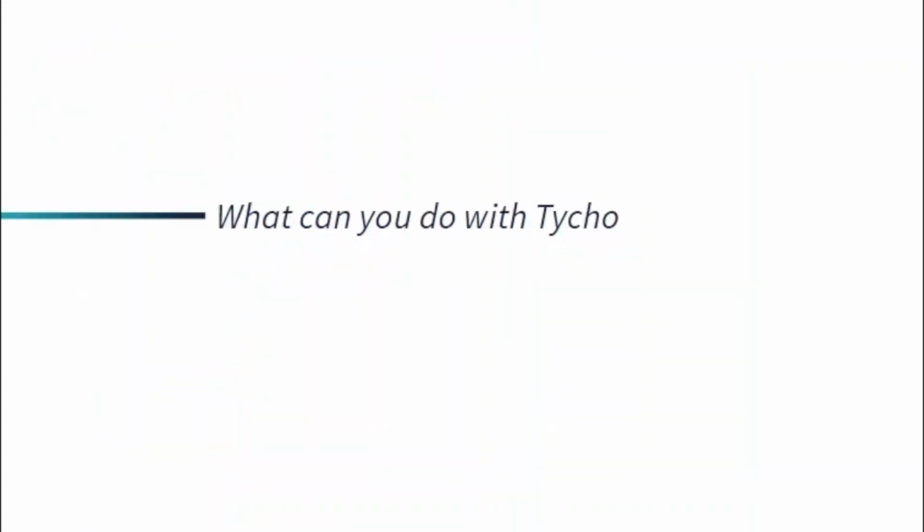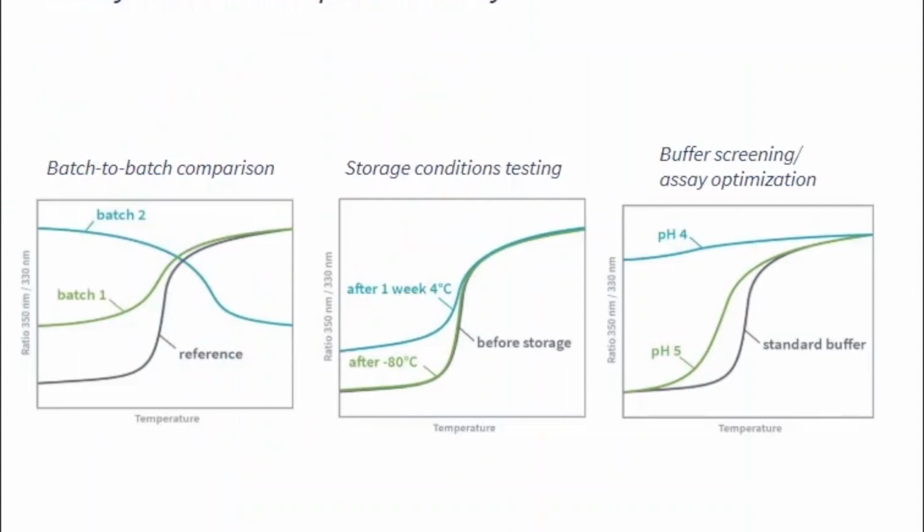So what can you do with Tycho? As I mentioned, you can use Tycho to easily confirm sample similarity, do batch-to-batch comparisons, and test various storage conditions and their effect on the unfolding of your protein. As you can see in this example, at -80 looks pretty good, and the unfolding profile looks similar to the reference sample, which was taken before the samples were put in storage. However, at 1 week at 4 degrees, you can see the unfolding profile is dramatically changed. You probably don't want to work with this material.